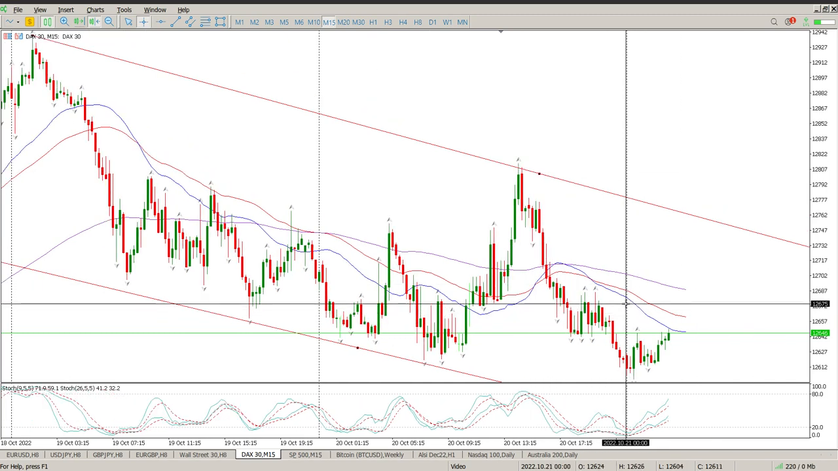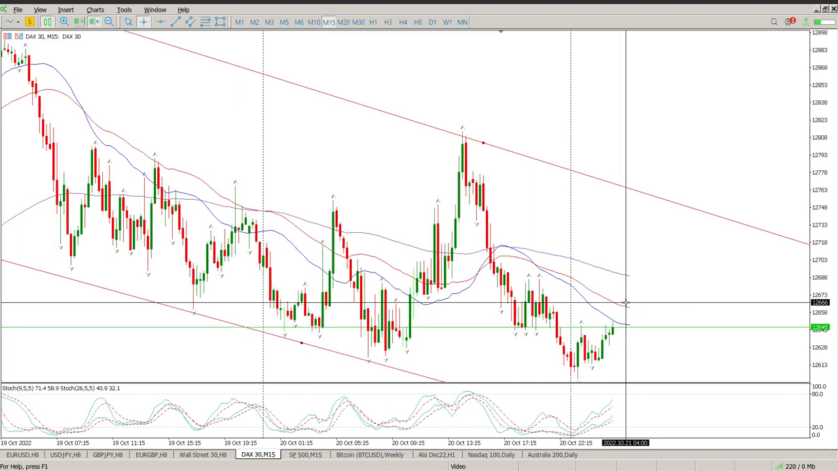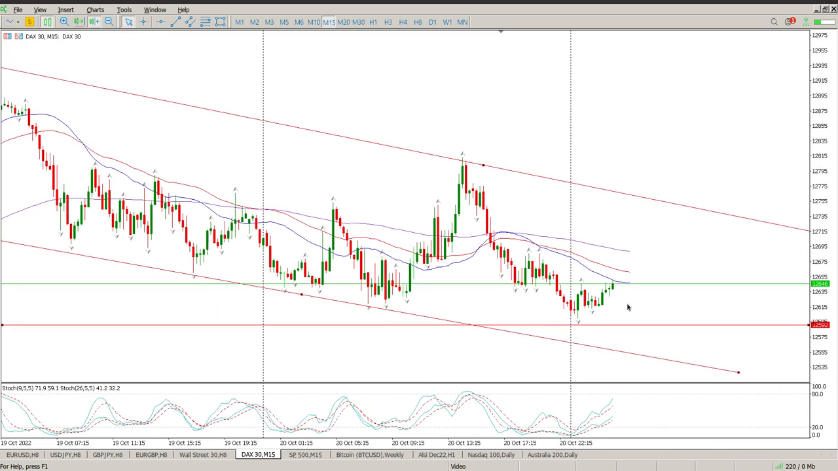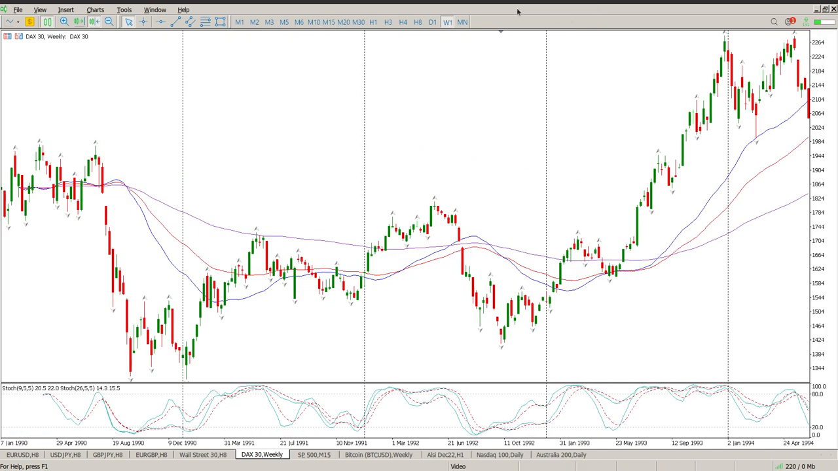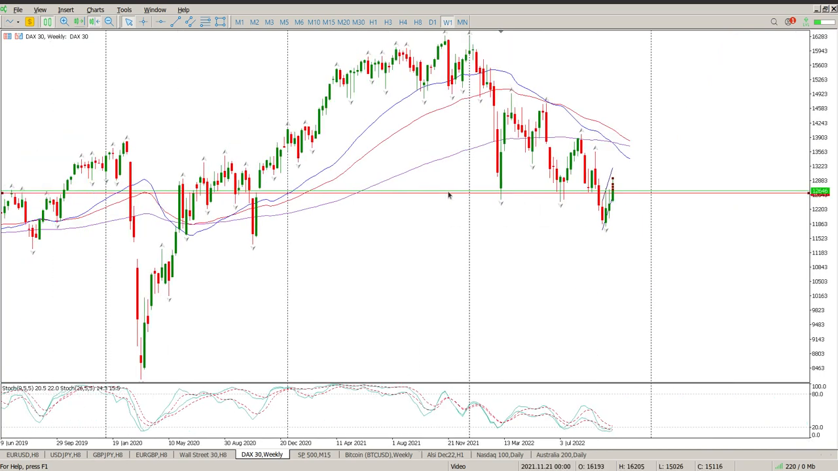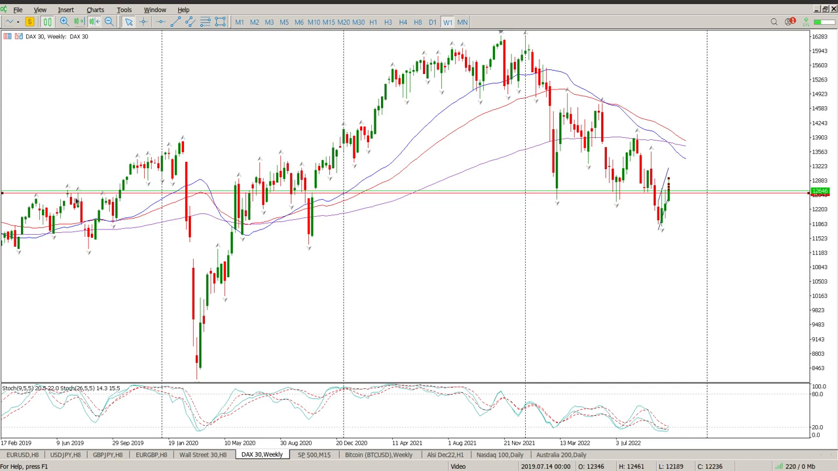So yeah, I'm very cautious here. I'm not really keen to get involved in this at the moment. It's looking really messy. If anything, this level here, which is more than likely a weekly level, let's just double check that. Yeah, it is a weekly level there.